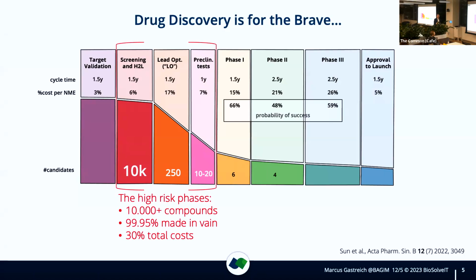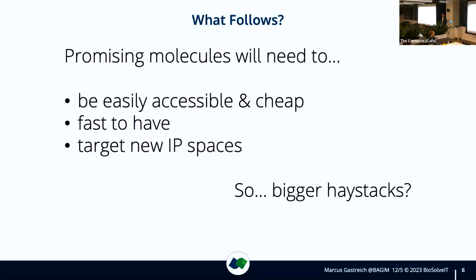It was striking to see that 99.9 something, again, an error bar will be in there, of compounds are made in vain, but still all this consumes 30% of the total cost of developing a new drug. So that means that drug discovery being for the brave, we will have to think twice about the molecules that we synthesize and want to synthesize during that stage.